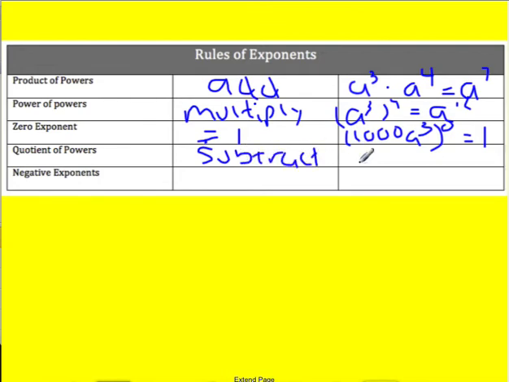So if I have a to the fourth divided by a to the third, I'm going to subtract those exponents, and 4 minus 3 is a to the first power.